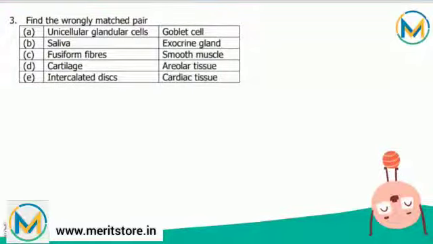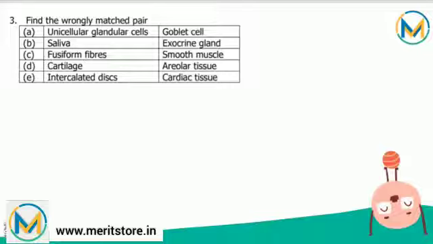Find the wrongly matched pair. So cartilage is a skeletal connective tissue under the category of specialized connective tissue. It is soft and elastic as compared to bone, contains chondrocytes and lacunae surrounded by a large amount of matrix that contains organic substances but is not intervened by blood vessels or nerves.